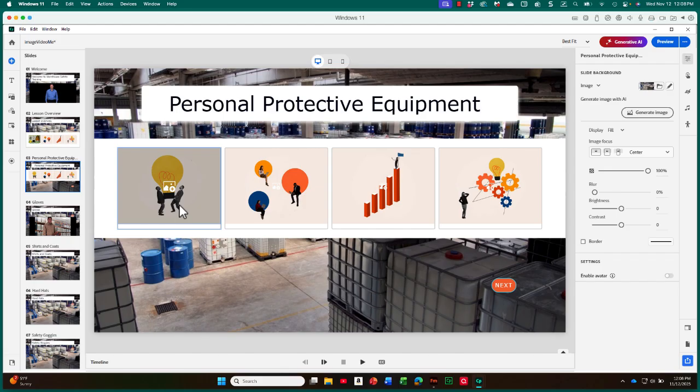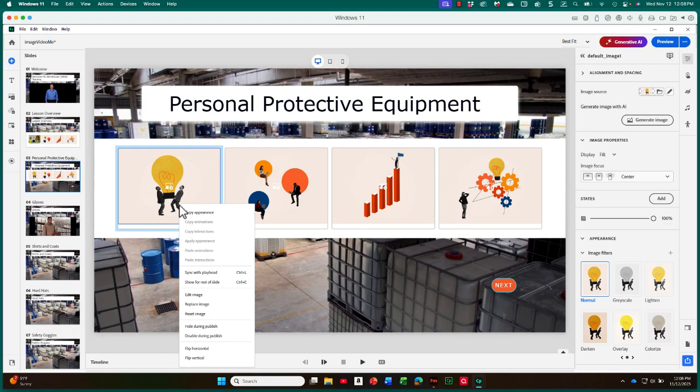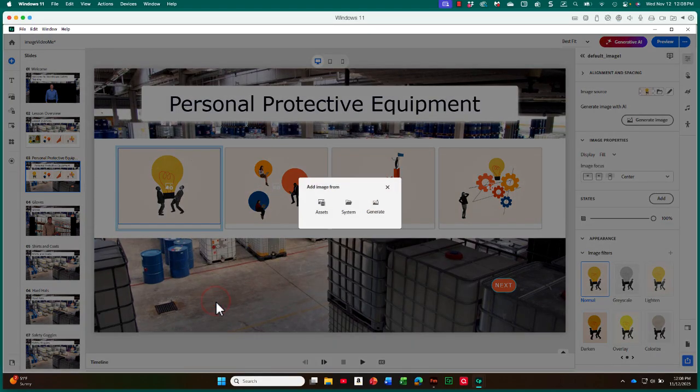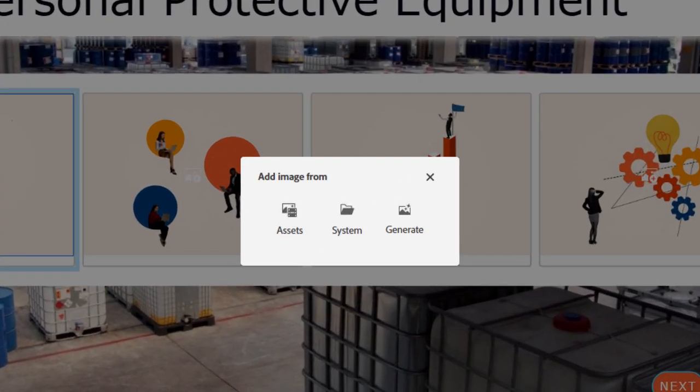When I right-click the placeholder and choose Replace Image, my options now include Generate. So Assets would find an image located in the Captivate assets. These are images that come with Captivate, but there aren't very many of them, and I think you'll be disappointed trying to use the assets.